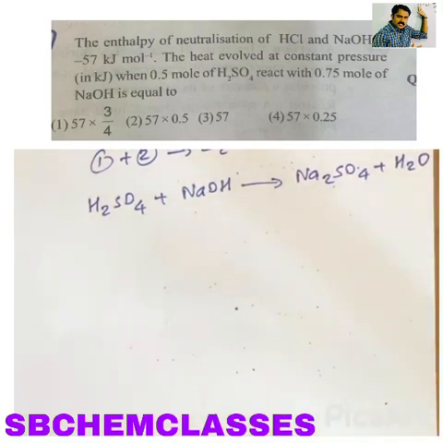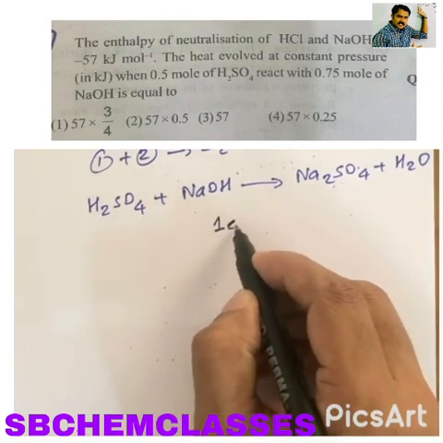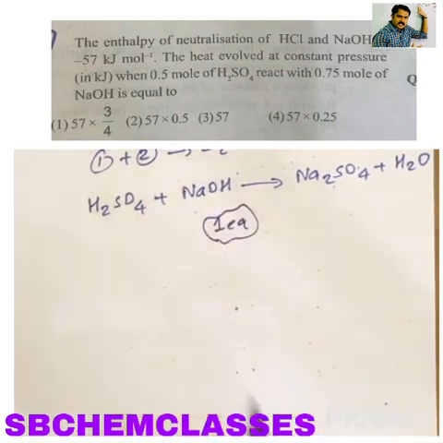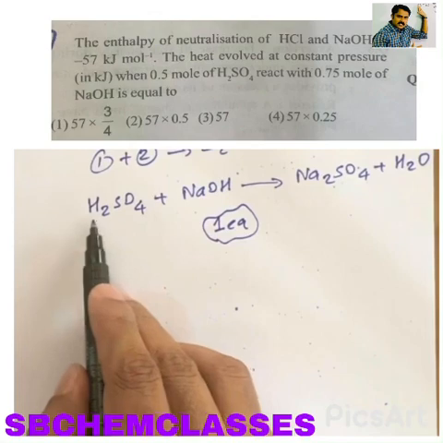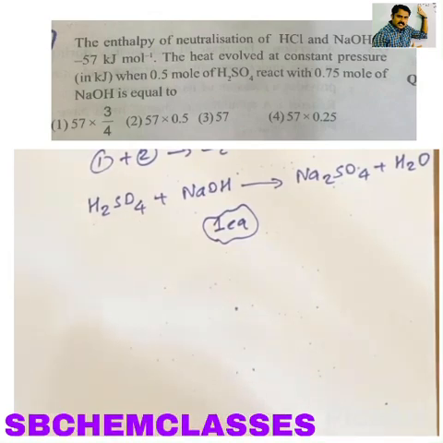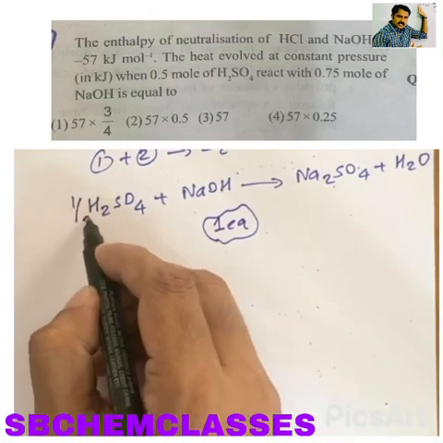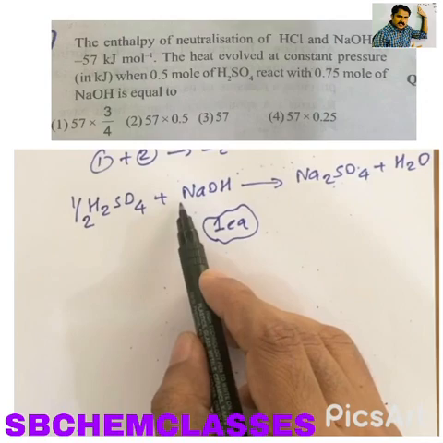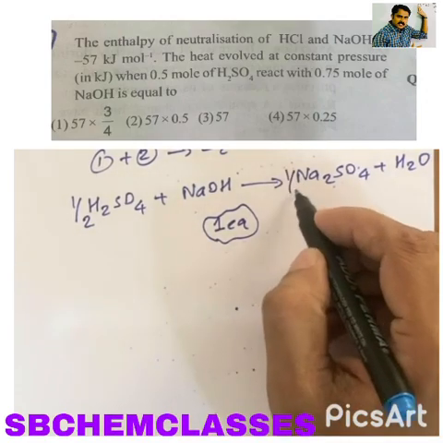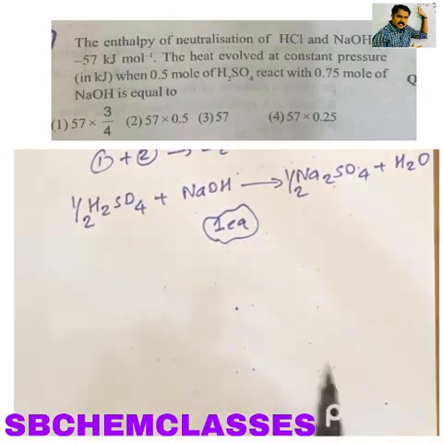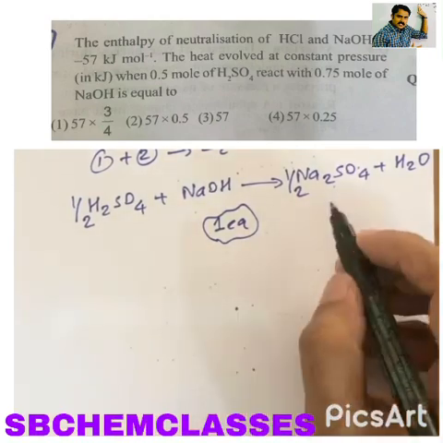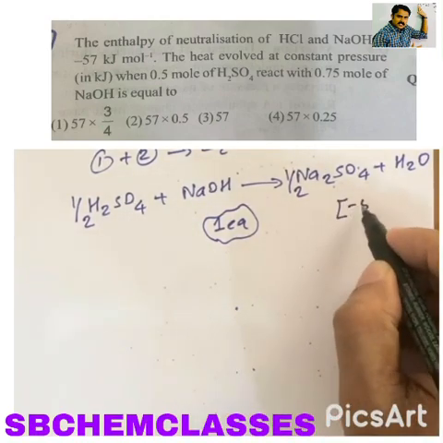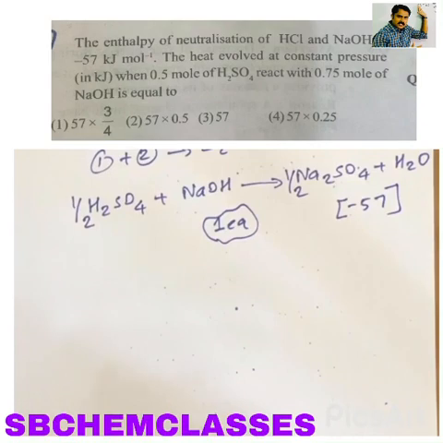To study the standard enthalpy of neutralization, one equivalent of substance is reacted. 1 mole H2SO4 is 2 equivalents. So by multiplying by half, it will become 1 equivalent. It is already 1 mole, 1 equivalent. So it is half mole, it is 1 mole. For this reaction, the enthalpy change is minus 57 kJ per mole.